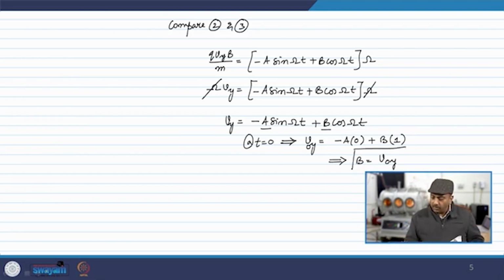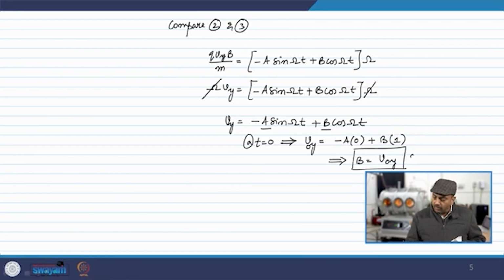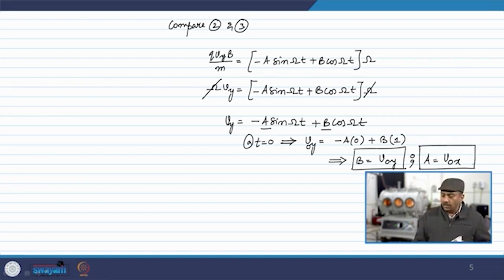Now, we have b is equal to v0y and a is equal to v0x, right. Now, we are in a position to write Vx as well as Vy. So, then Vx is Vx0, that is a, cos omega t plus Vy0, 0y or y0, both the things are same, sin omega t.